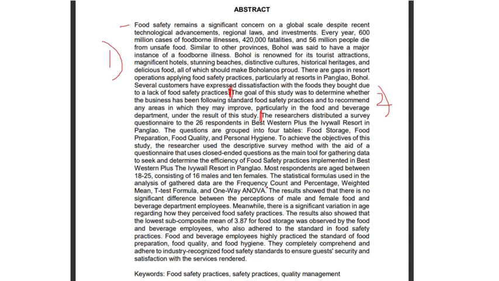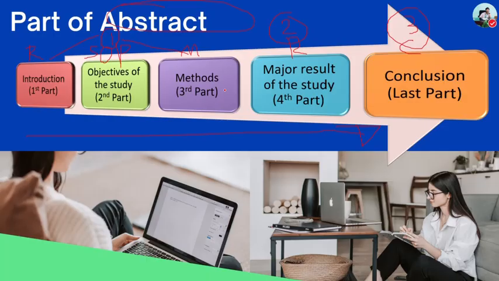Okay. And this is the last part of the methods, starting from "the researchers distributed" until the one-way ANOVA. So this is the part of the methodology. Okay, so this is part 3. Part 3 would be the methods.